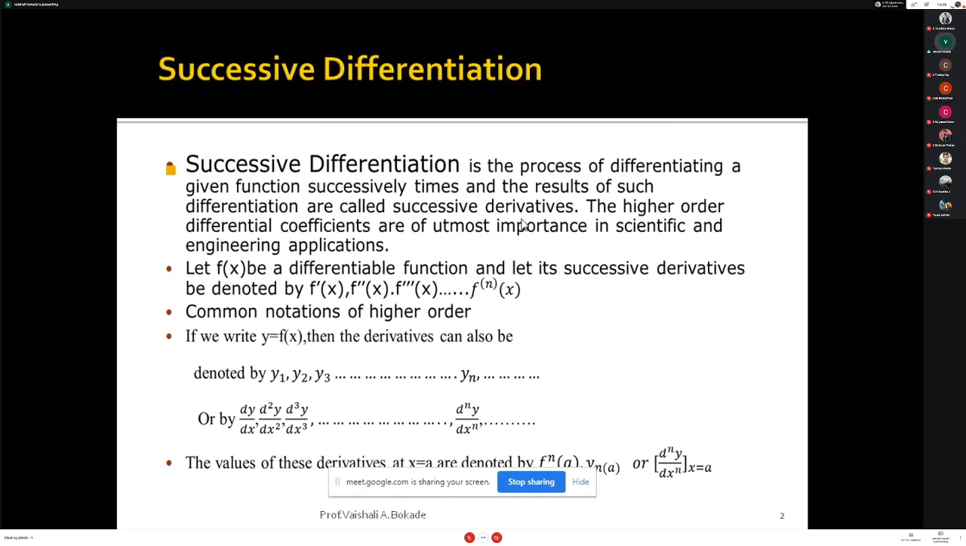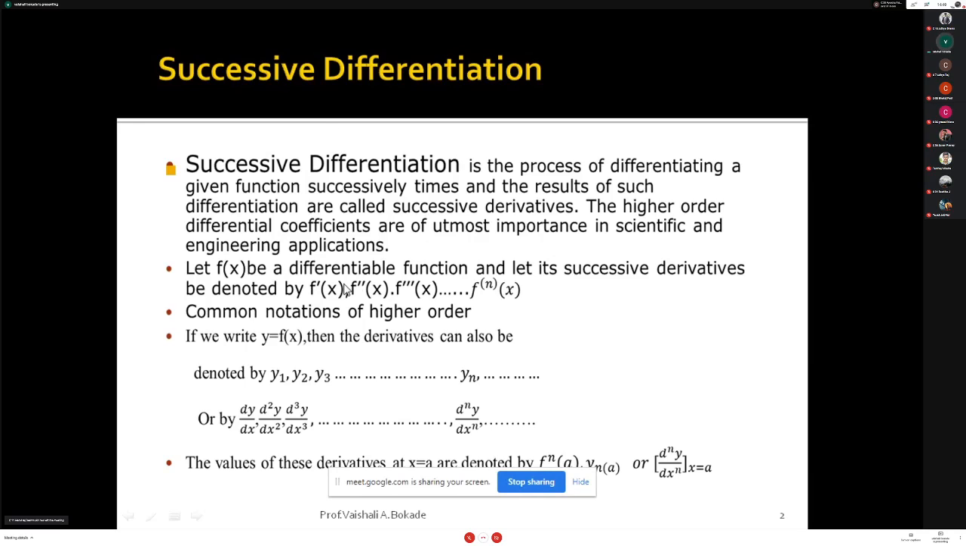Let f(x) be a differentiable function and let its successive... A lecture is going on here, a lecture. I will talk after 15-20 minutes. Okay, sorry students, sorry.